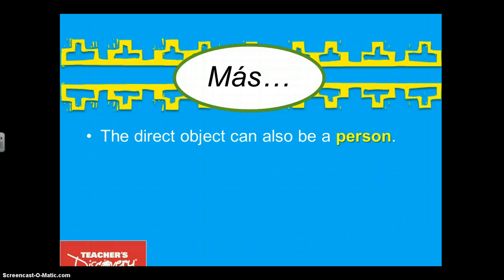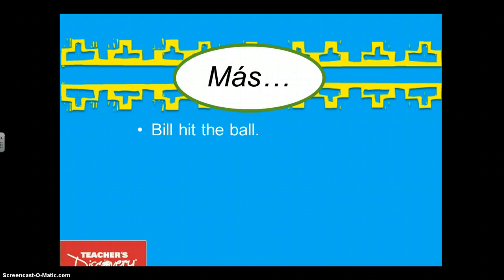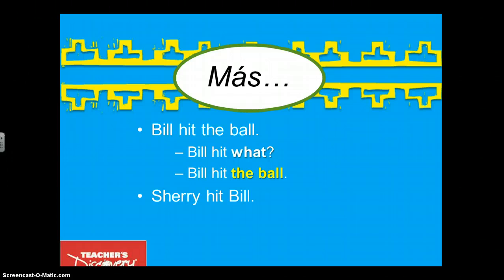The direct object can also be a person. For example, Sherry hit Bill. Who did Sherry hit? Bill. Because Bill receives the action of the verb. Bill hit the ball. What did Bill hit? The ball. So the ball is the direct object. Sherry hit Bill. In this case, the direct object is a person. Who did she hit? Bill.